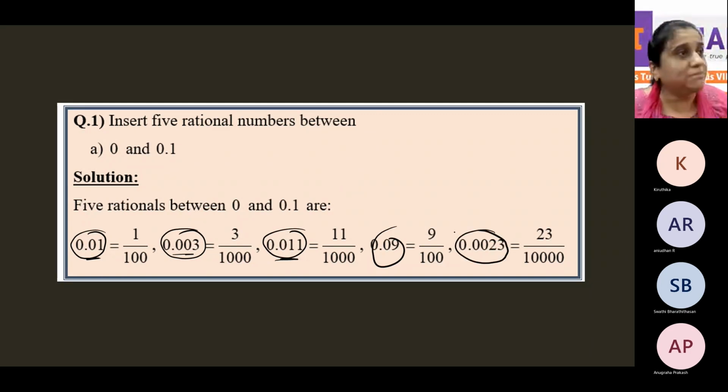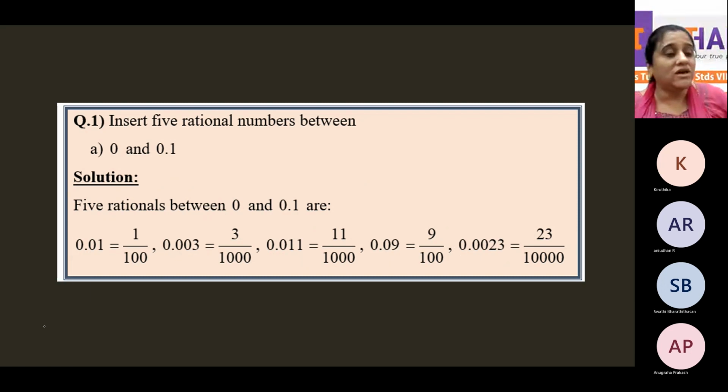You should always write it in the p by q form. So 0.01 is 1 by 100, this one is 3 by 1000, this one is 11 by 1000, and so on. I've chosen numbers so that we need not reduce them any further. That's why I've chosen numbers like 3, 11, 9, 23. If you write 0.02, then again you'll have to simplify.